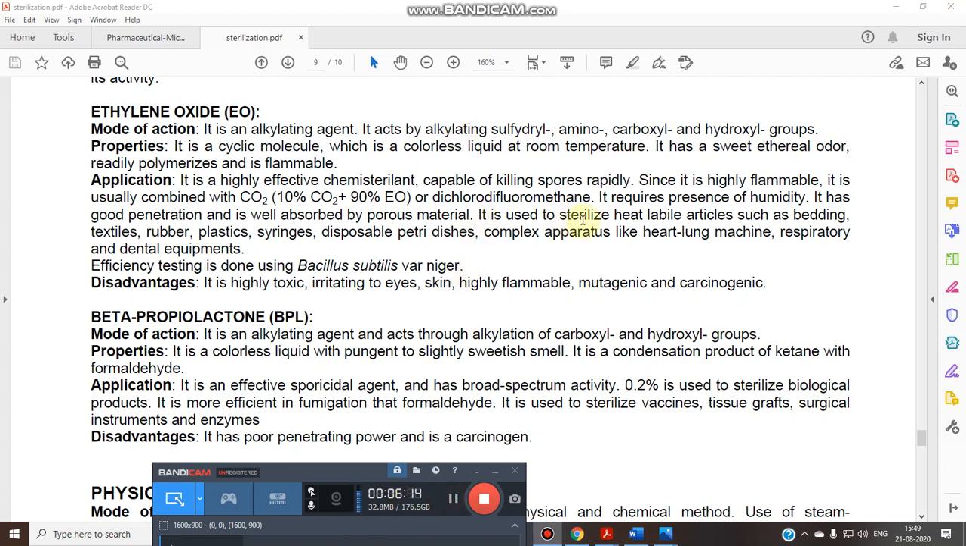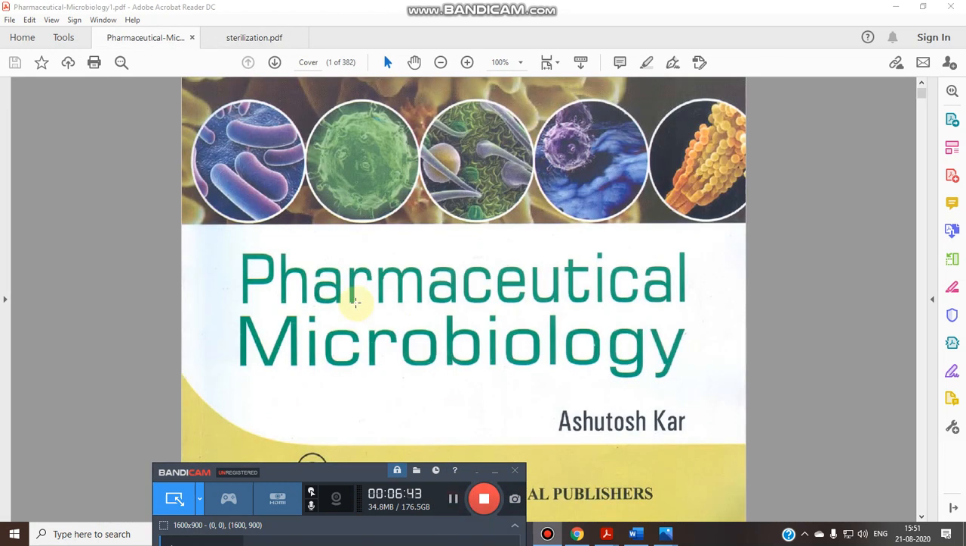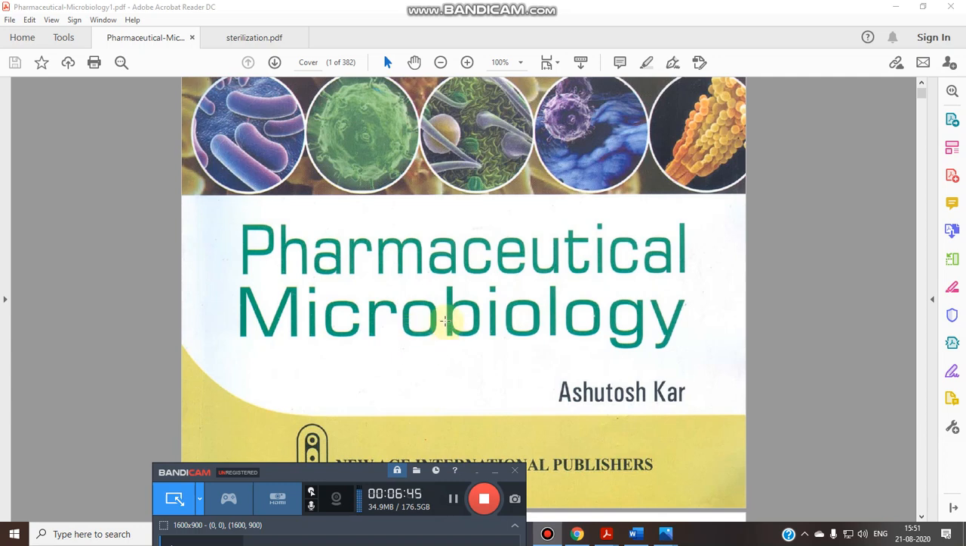See the other application: it is widely used to sterilize thermolabile substances such as bedding, textiles, rubber, plastic syringes, disposable petri dishes, and various apparatus like the heart-lung machine, respiratory and dental equipment also. Yes, it is highly toxic, irritating to the eyes and skin, highly flammable, mutagenic and also carcinogenic. That is all about chemical disinfection.